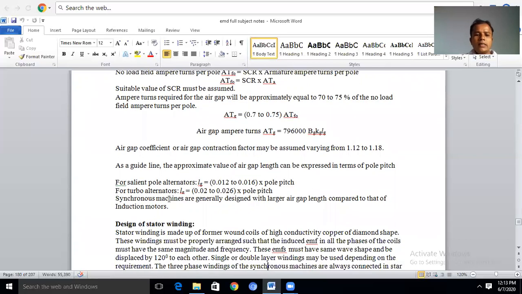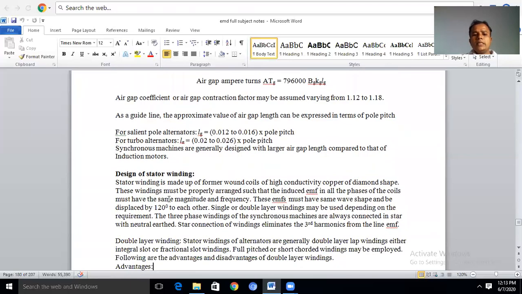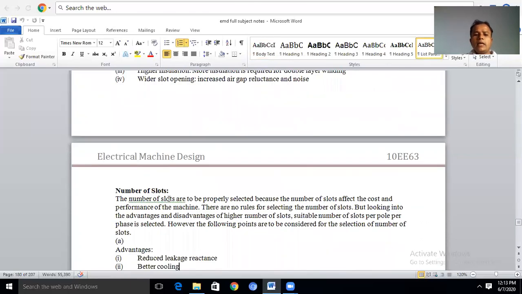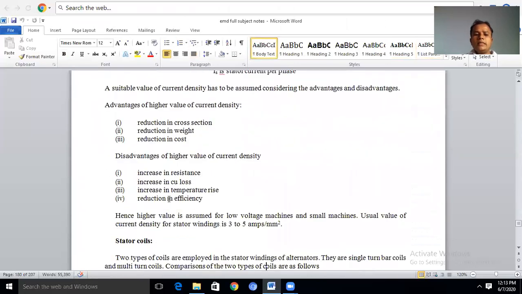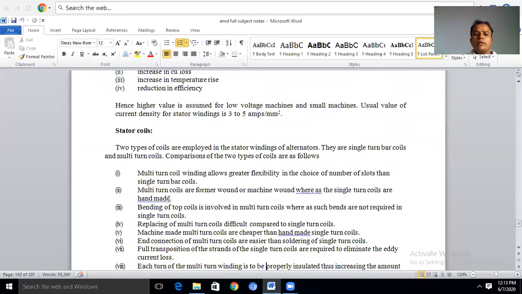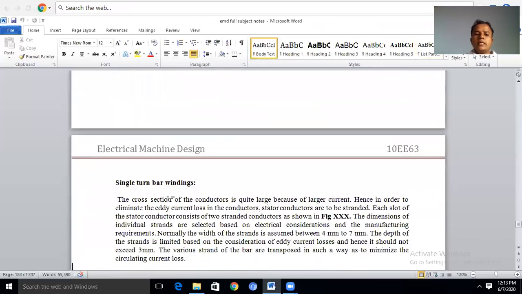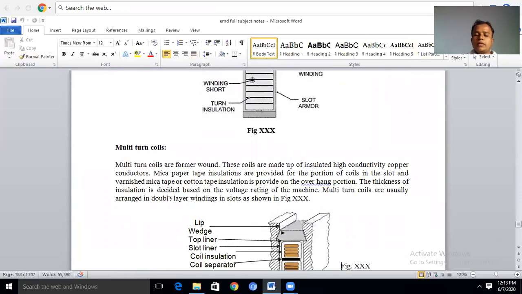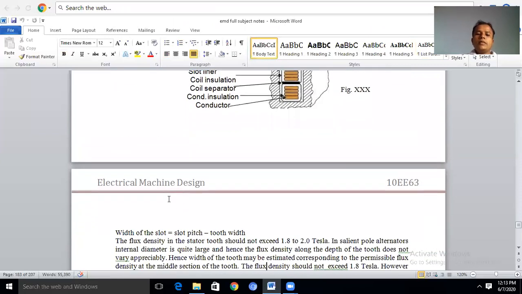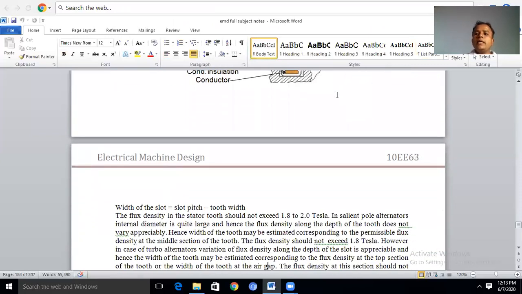The remaining part, the design of the stator winding, then the number of slots, turns per phase, and stator coils, we will see in the next class. Along with that, we will finish some of the numericals on the D and L calculation. So here I will complete today's session.